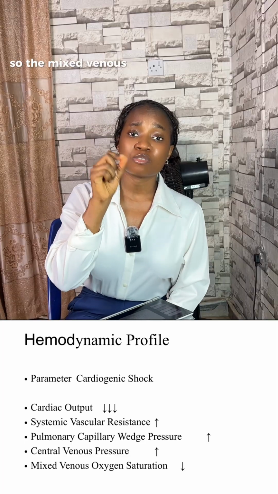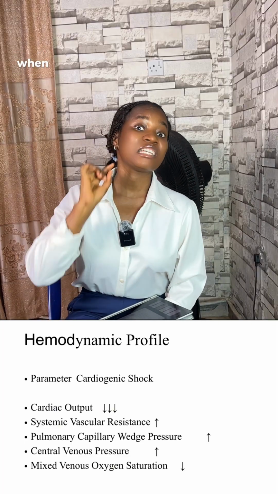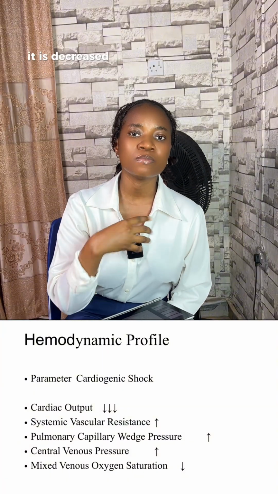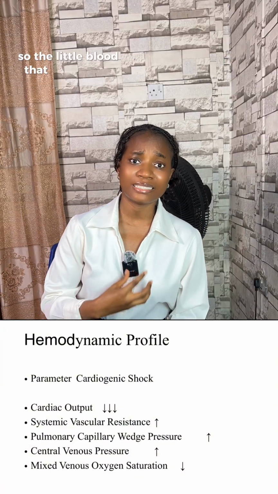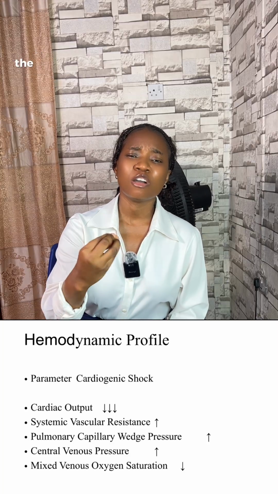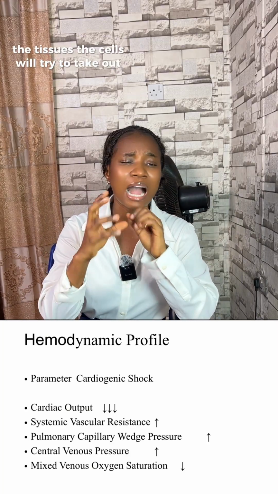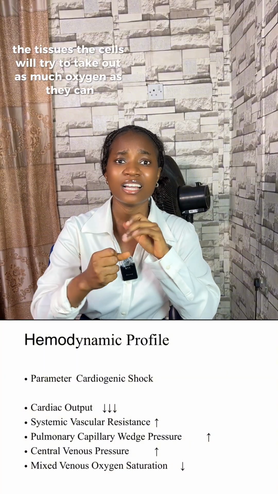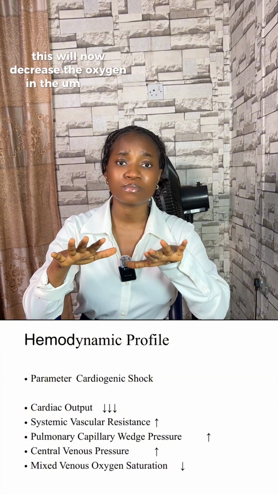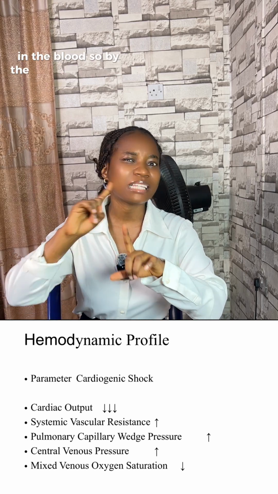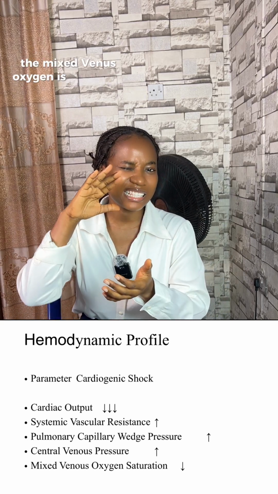So the mixed venous oxygen saturation is like the oxygen that is left in the venous blood when it returns to the heart. It is decreased because the organs are poorly perfused. So the little blood that gets to the organs, the tissues, the cells will try to take out as much oxygen as they can. This will now decrease the oxygen in the blood. So by the time it returns to the heart, the mixed venous oxygen is decreased.